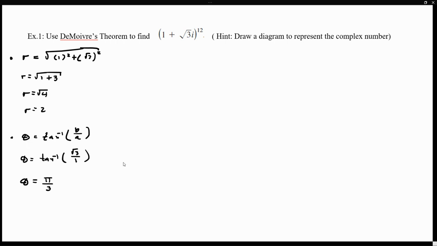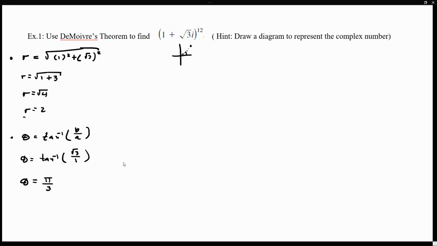Do we have to do anything to this? Well, recall that if we take a look at where this point is located, real is positive, imaginary is positive. So this point is in the first quadrant. So therefore, my reference angle is the same as the argument. So we're okay with that.